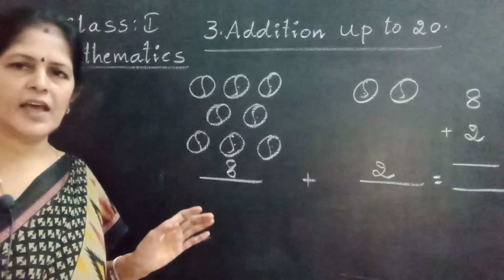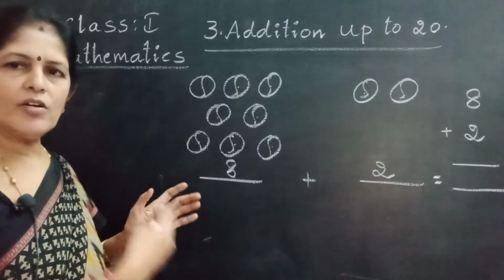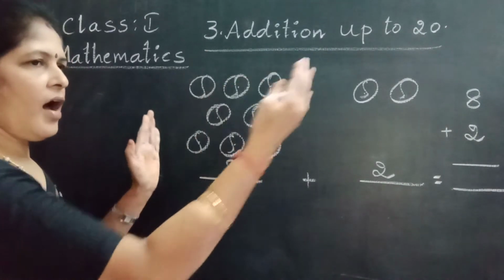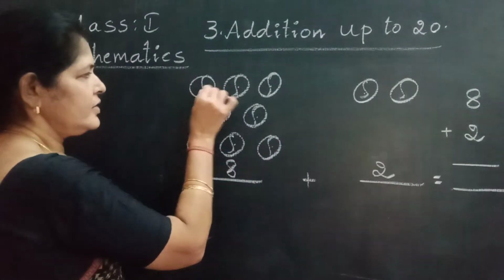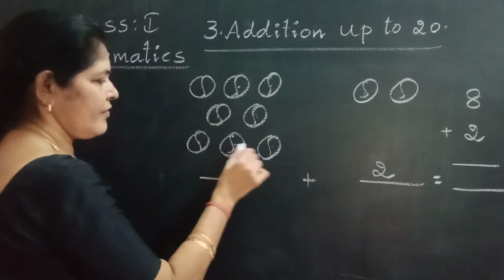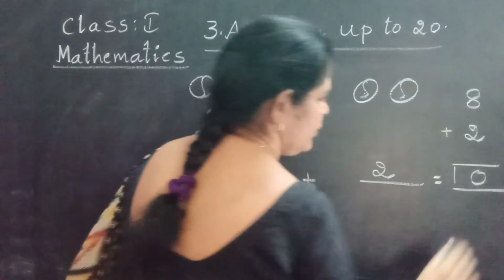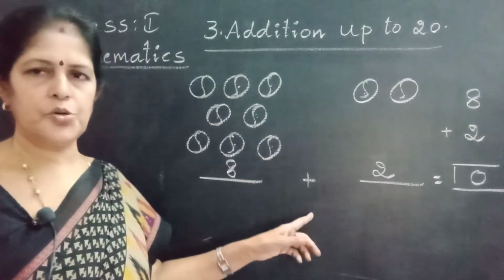How do you get the total? Total means all the bars. Count all the bars. Put together all the bars. 1, 2, 3, 4, 5, 6, 7, 8, 9, 10. 8 plus 2, 10.